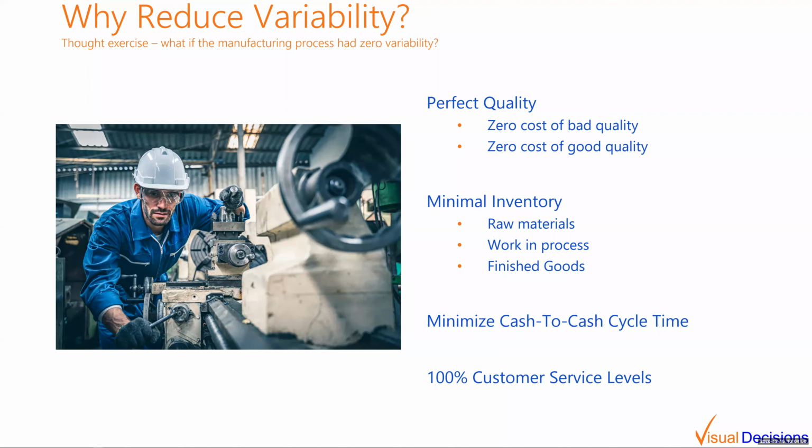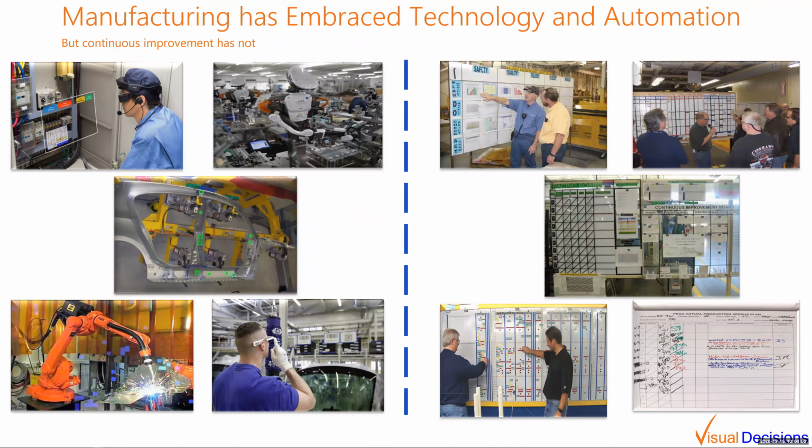So as far as lean practices go, manufacturing has really embraced technology and automation over the past, well, forever. And continuous improvement and operational excellence teams really have not.